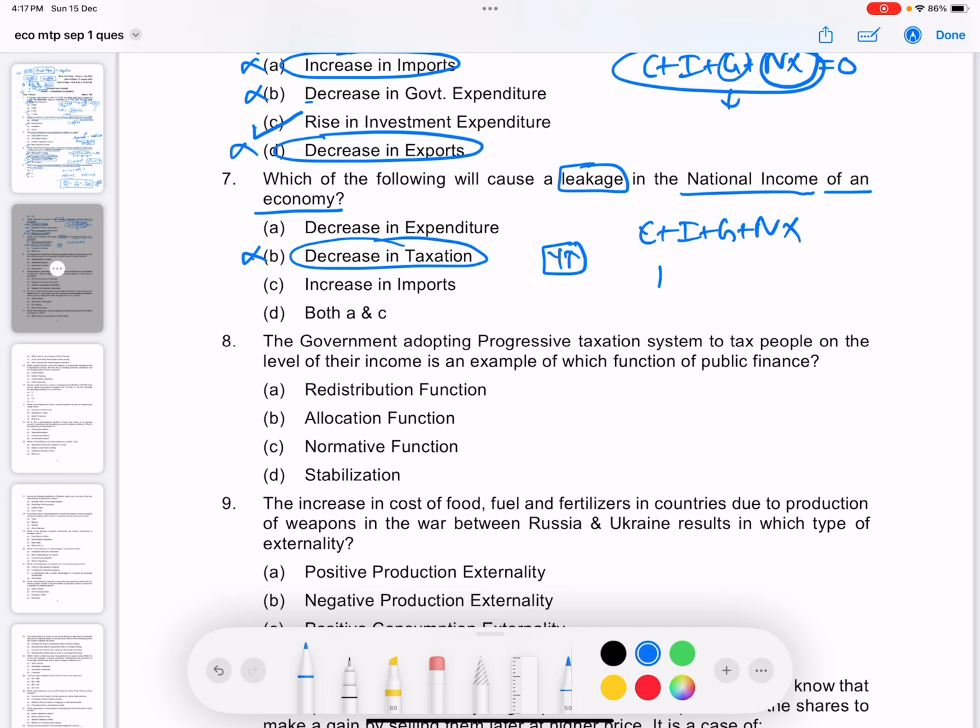If the expenditure level falls, it could fall due to any of these factors. Increase in imports: if the imports are increasing, aggregate demand would fall, which is like a leakage only. And decrease in expenditure is also there. So we have both A and C. Because if expenditure falls, it's like a leakage, because it does not get impacted by the multiplier effect.